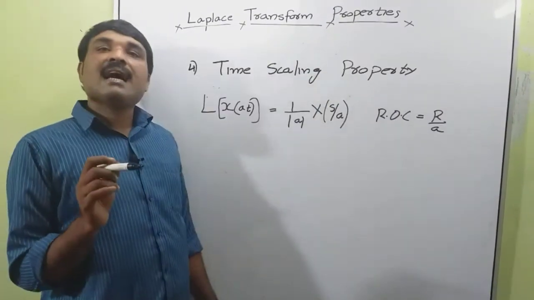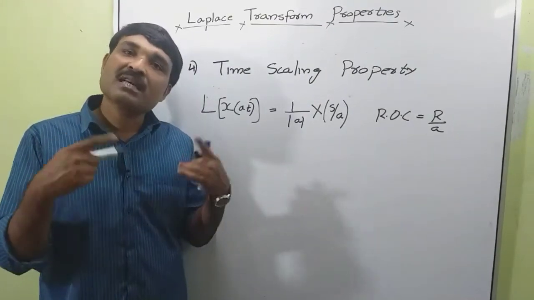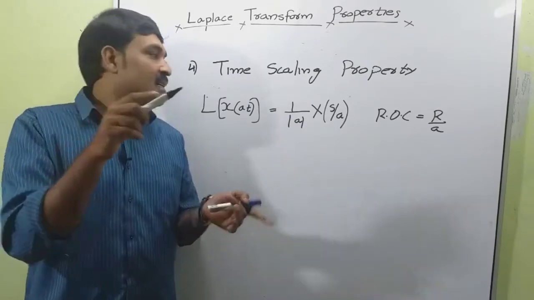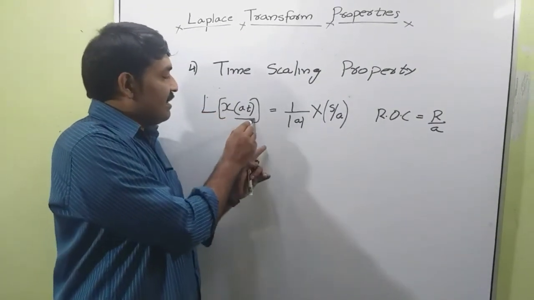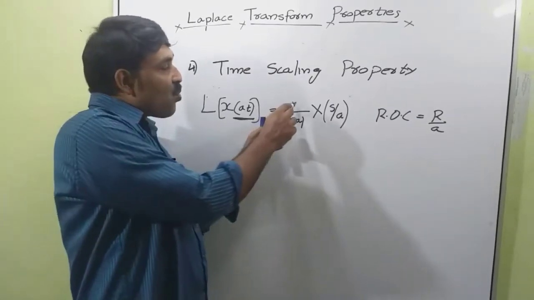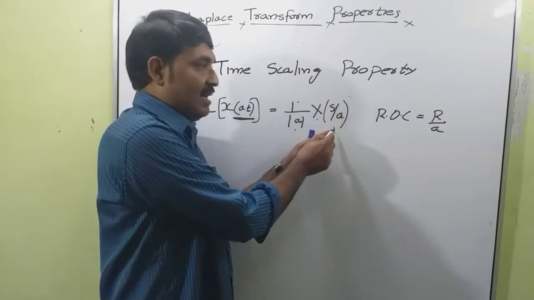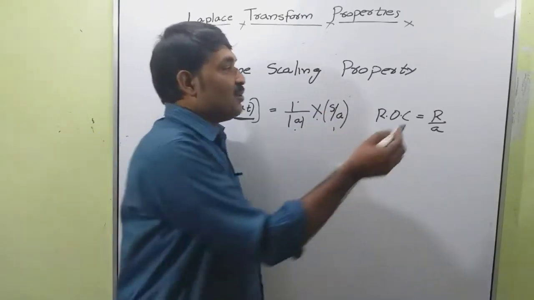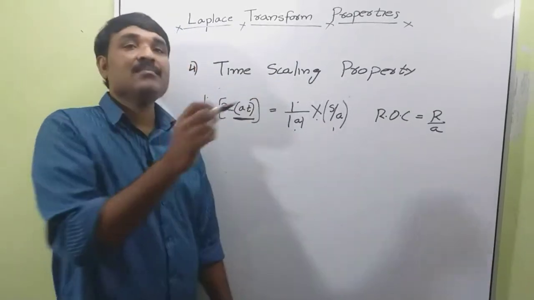Okay. Next is the time scaling property. Suppose we have a signal x(t) whose Laplace transform is X(s). Then the Laplace transform of the signal x(at) is equal to 1 by mod a into X(s by a). And ROC is equal to R divided by a. That is the time scaling property.